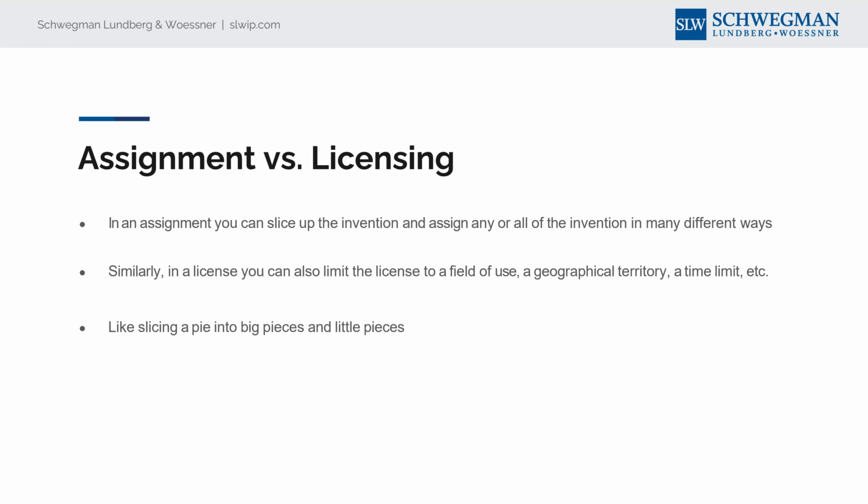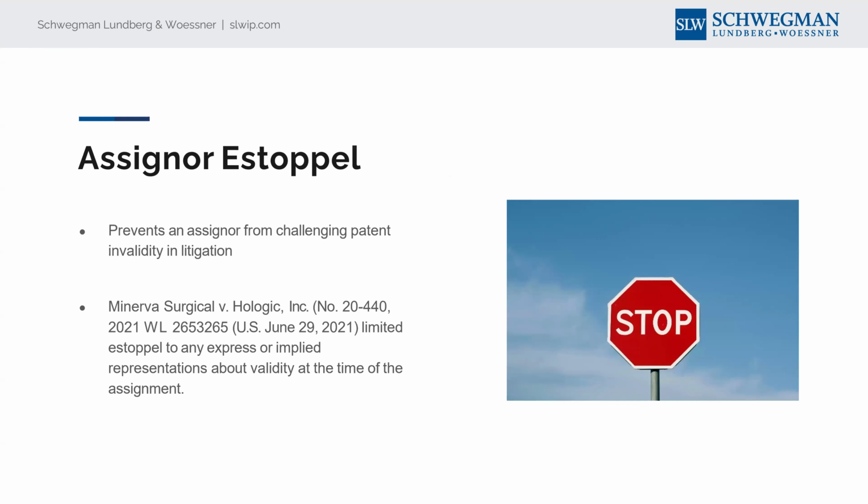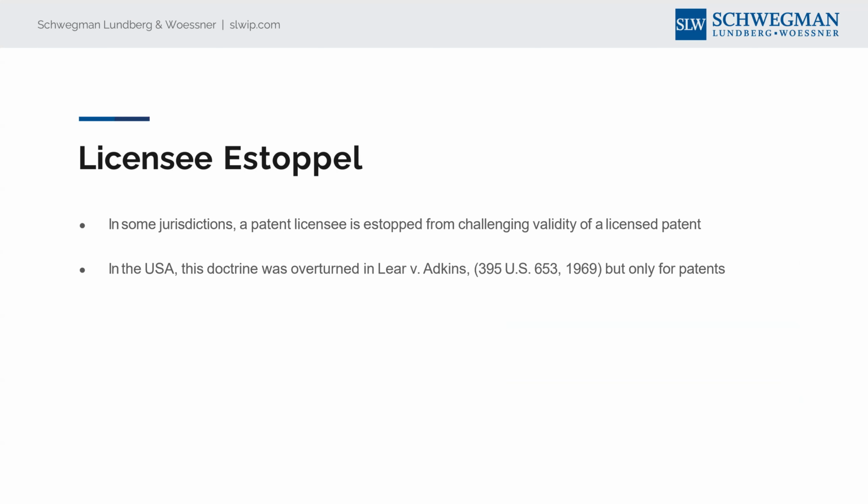Just a few ancillary concepts here before we close out. Assignor estoppel is kind of interesting. In general here, this can get a little sticky, but in general, an assignor is not able to challenge a patent for invalidity in litigation. This is kind of an interesting little side topic.